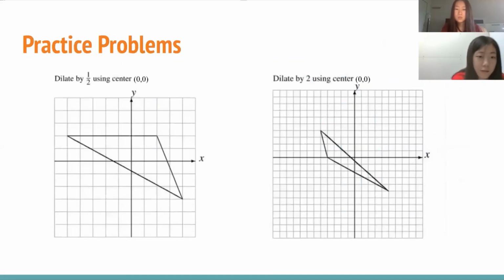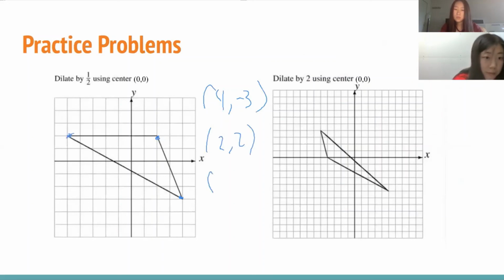Again, we're going to find all the points over here. So for this point, it's 4, -3. For this point here, it's 2, 2. And lastly, for this point, it's -5, 2.